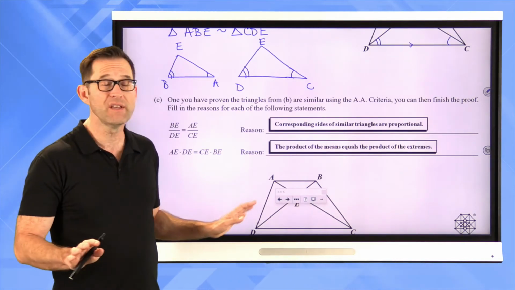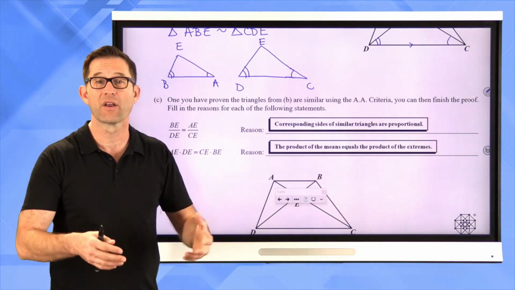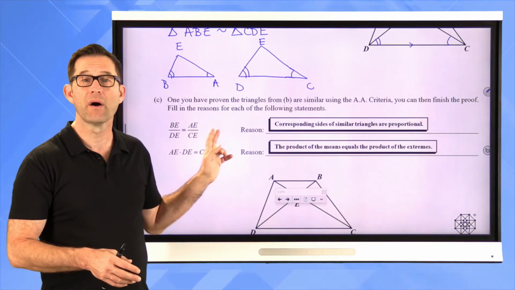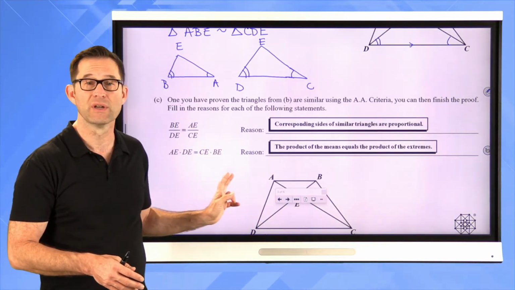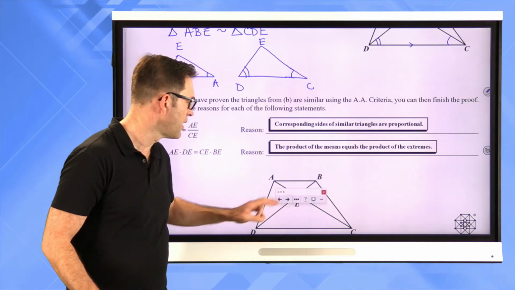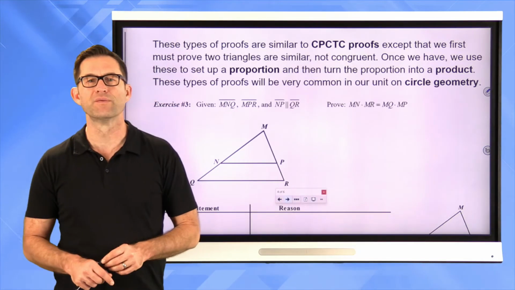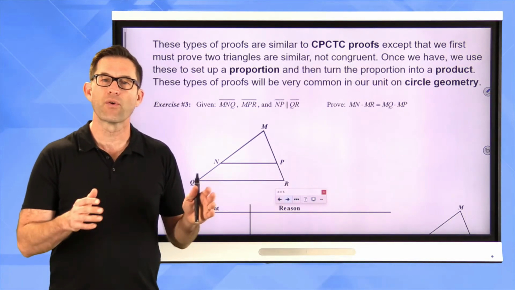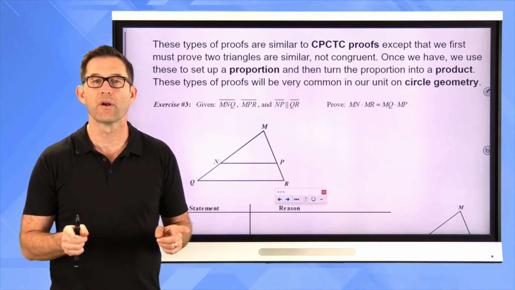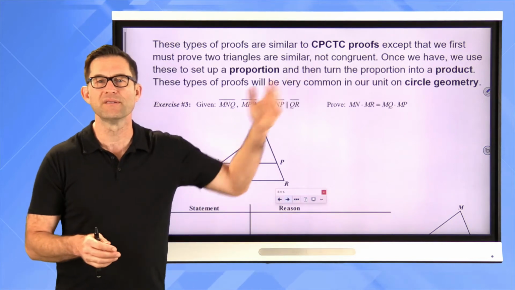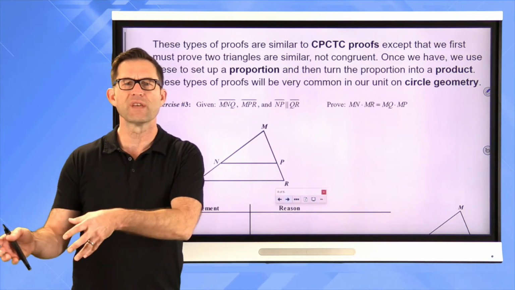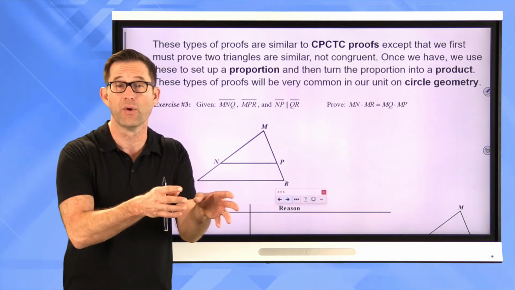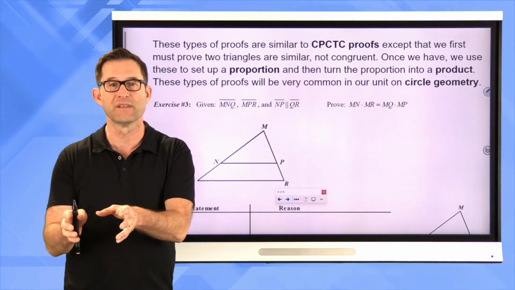Now, almost all these proofs are going to be all about proving two triangles are similar, then going on to set up a proportion, and then turning that proportion into a product. These types of proofs are similar to CPCTC proofs, except first, we must prove two triangles are similar, not congruent. Remember when we do CPCTC proofs, we're trying to prove two segments are congruent or two angles are congruent, but first we have to go through and get two triangles congruent before we can then do the CPCTC.